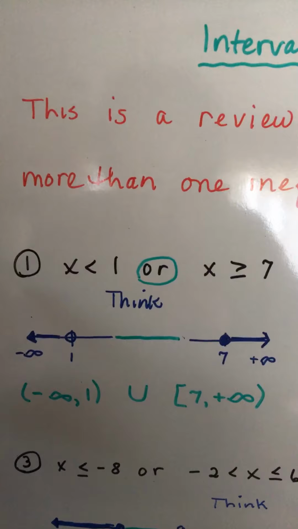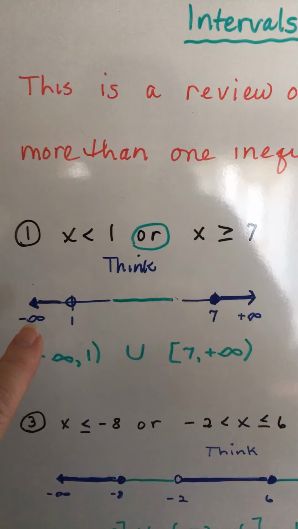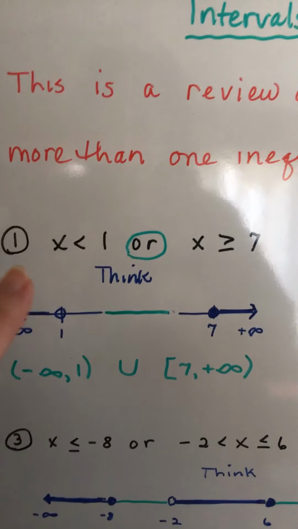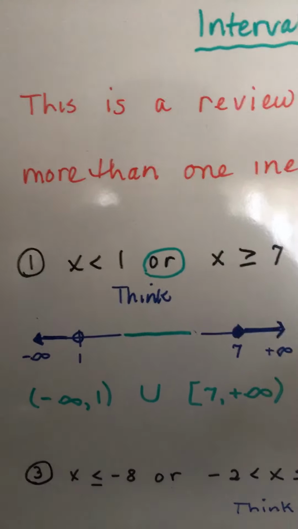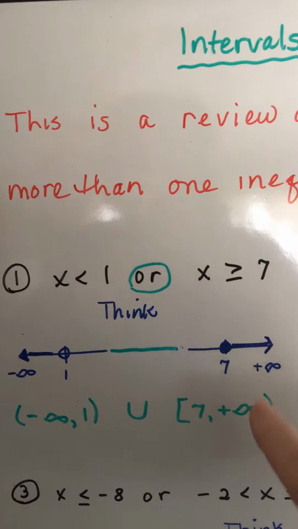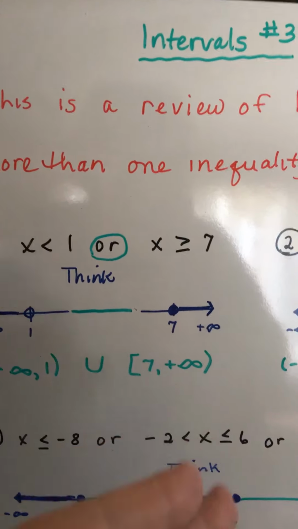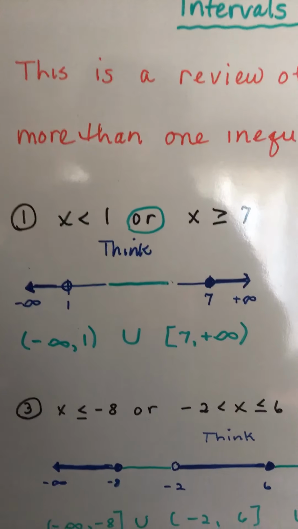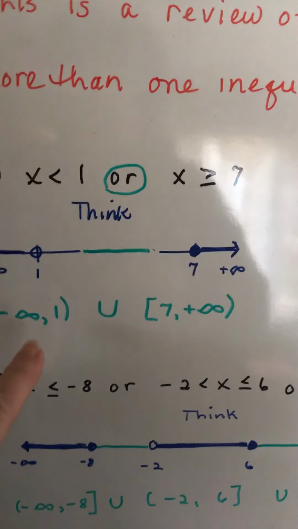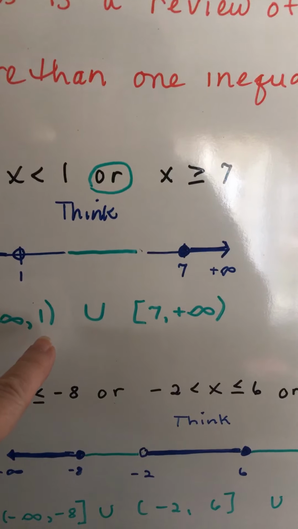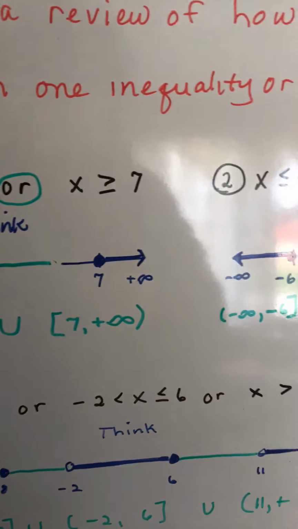Open at 1 and heading left, closed on 7, heading right. So notice I just put my negative infinities in to remind me that whenever there's an arrow to the left, I start with negative infinity. And whenever there's an arrow to the right, I end with positive infinity, because intervals are set up to look like first number, second number. And if you have an arrow, then you have an infinity either first or last. Notice this was an open circle, so this is still a parenthesis. That was a closed, and so it's still a closed bracket.